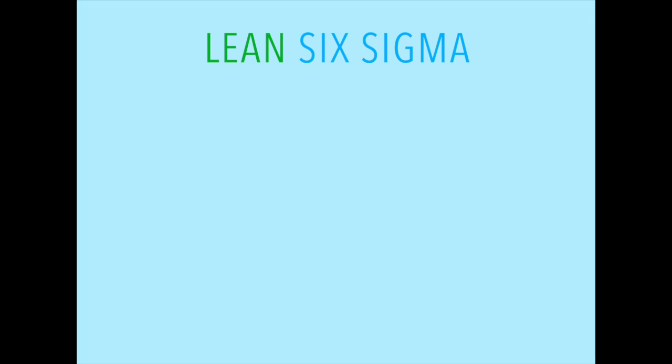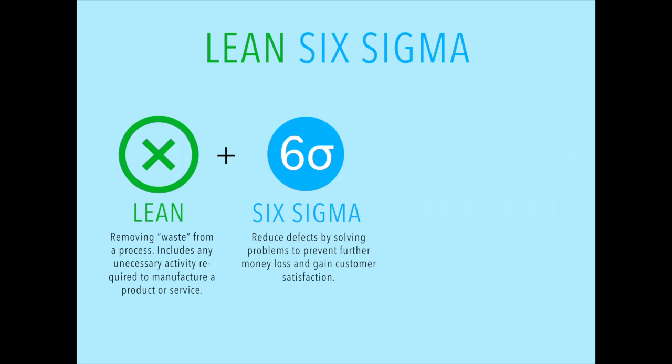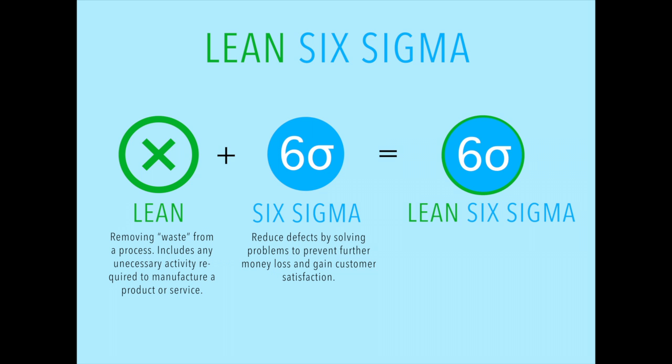So how do you decrease defects in a process? You can implement the methodologies of Lean Six Sigma. Lean Six Sigma is a practice to improve a system's performance by removing waste and reducing variation. Lean removes any waste from a process, including any unnecessary activity required to manufacture a product or service. Six Sigma reduces defects by problem solving to prevent further money loss and gain customer satisfaction. Adding the two processes together results in Lean Six Sigma.